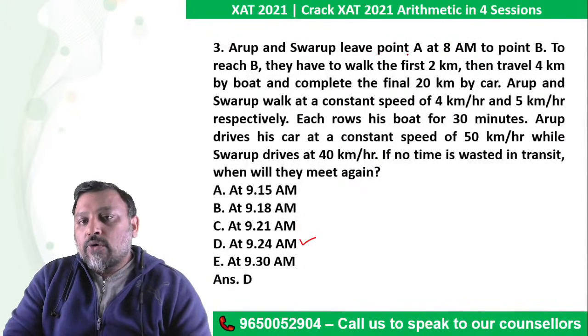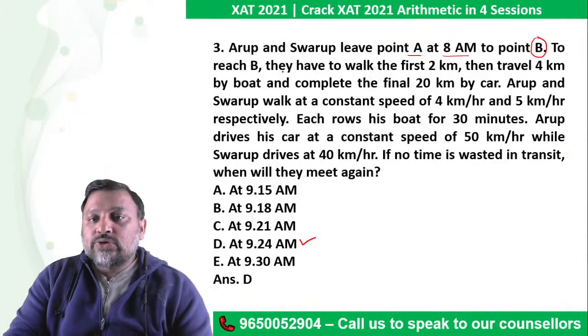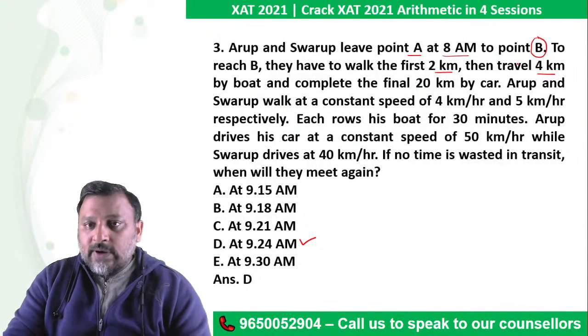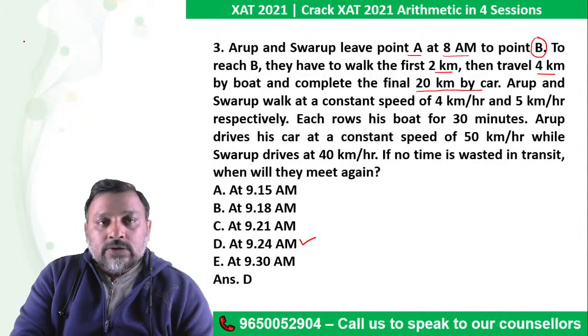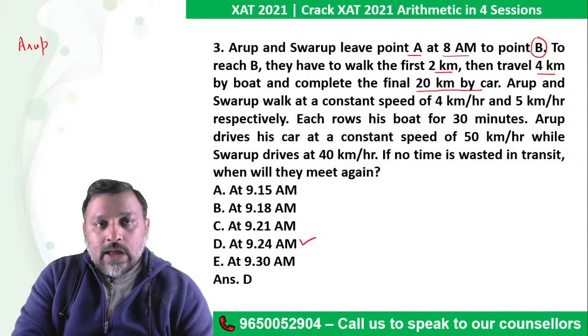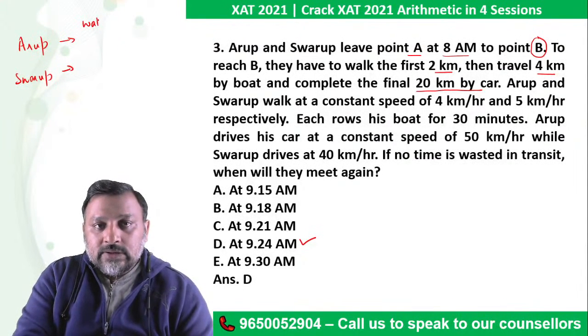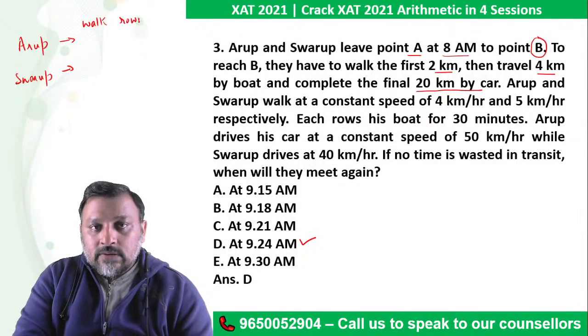Okay, it is given Arup and Swarup. They leave point A at 8 a.m. and they are moving towards point B. To reach B, they have to walk the first 2 kilometers, then travel by boat 4 kilometers, and the final 20 kilometers by car. Okay. So for Arup and Swarup, their speeds are given. Okay, their walking speeds and their rowing speed and their driving speed.